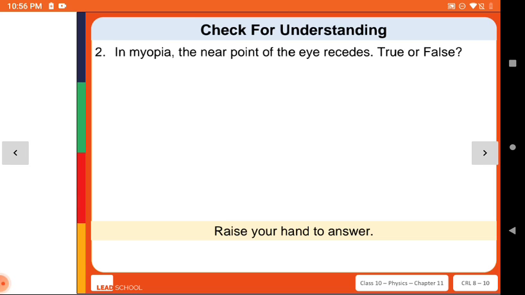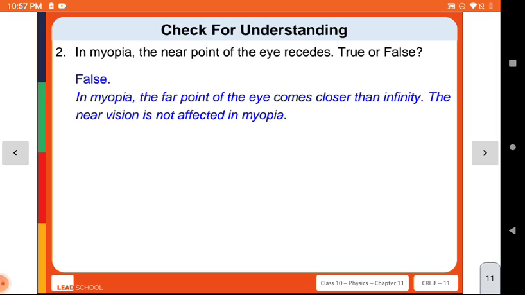So in myopia, the near point of the eye recedes. True or false? That is false. In myopia, the far point of the eye comes closer than infinity. The near vision is not affected in myopia.